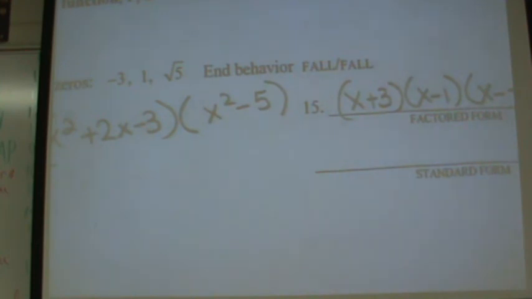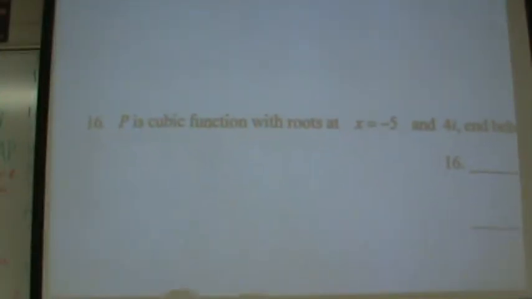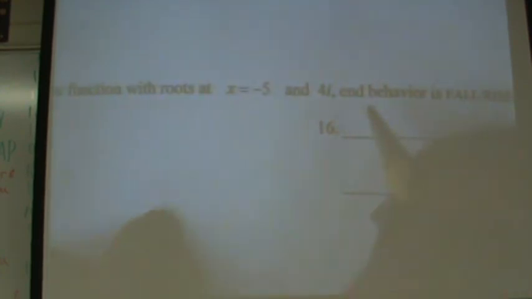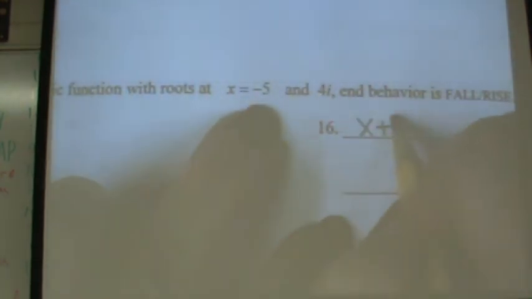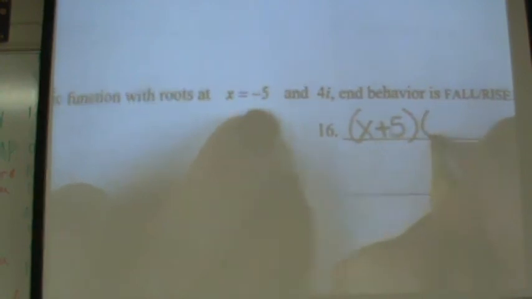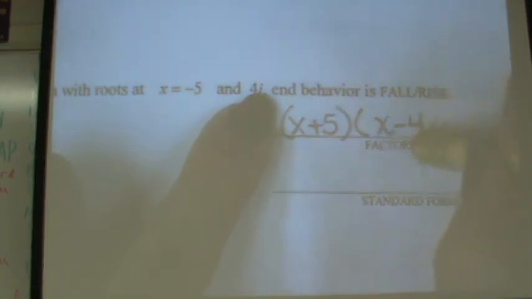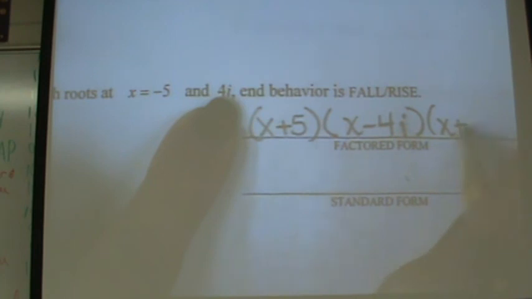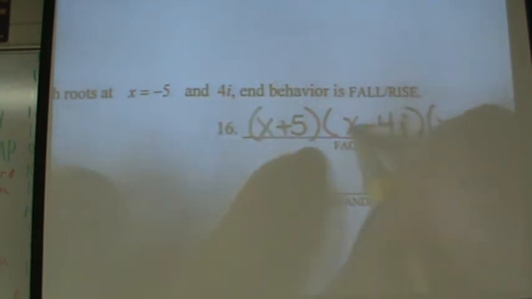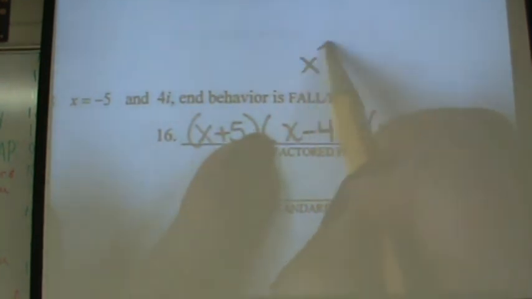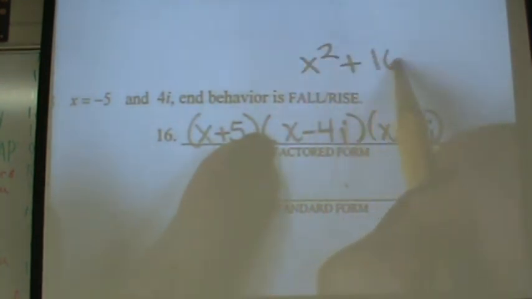The last problem, we have a cubic function. You have x plus 5. And then you have, if 4i is a 0, you have x minus 4i. And then you have x plus 4i. Well, if you factor this, you get x squared. This is going to give you x squared, and then it's going to give you plus 16.